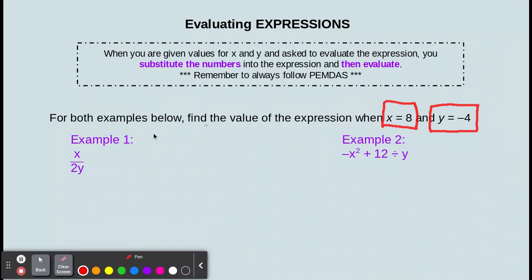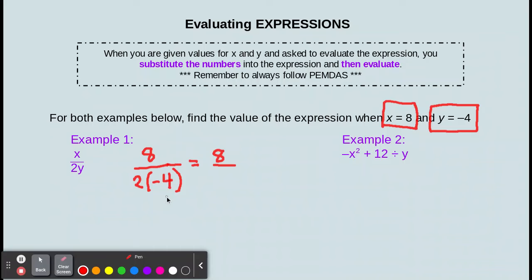So wherever we see an x over here, we have to put in an 8. That means the 8 goes on top. And wherever we see a y, we have to put negative 4. 2 times a negative 4. And then we simply evaluate this. So 8 can stay on the top because there's nothing else to do.